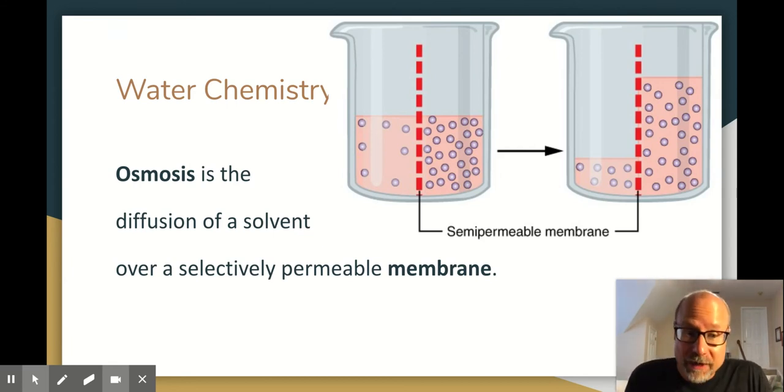Osmosis looks weird. It looks like things are going the wrong way from low to high, but they're not because of the membrane.